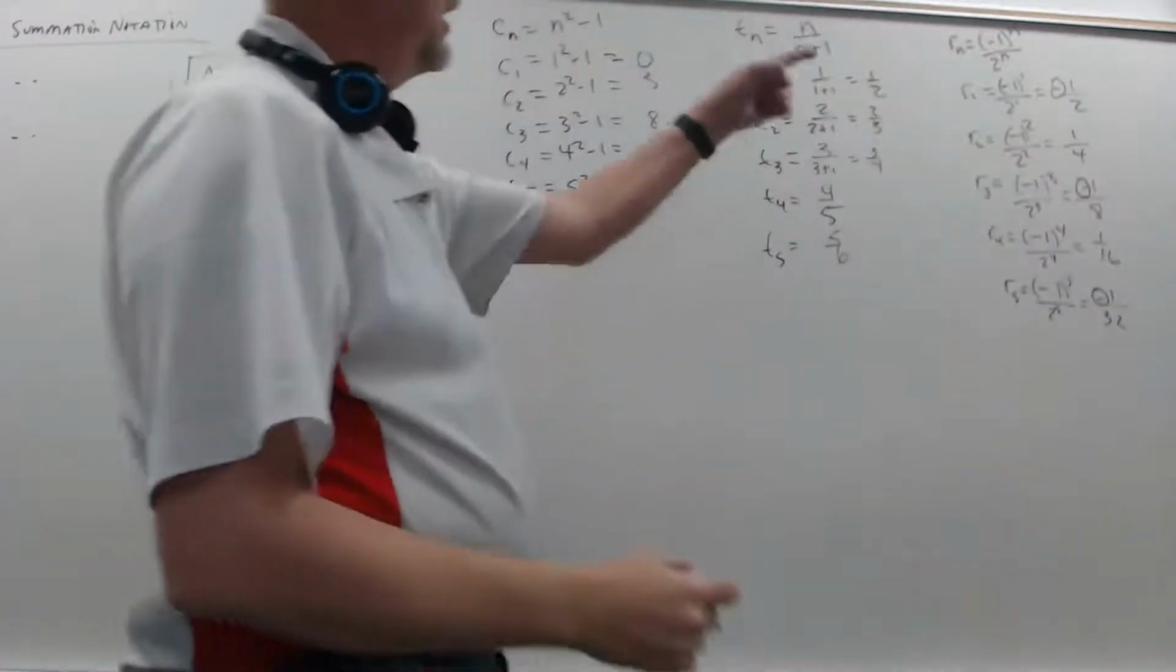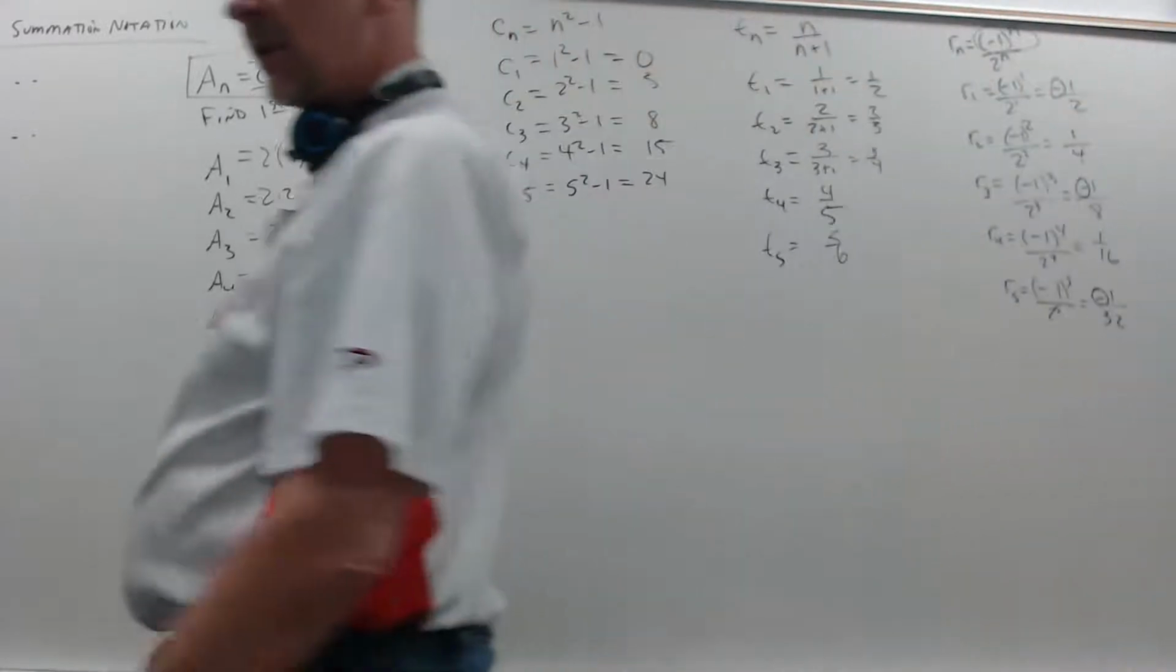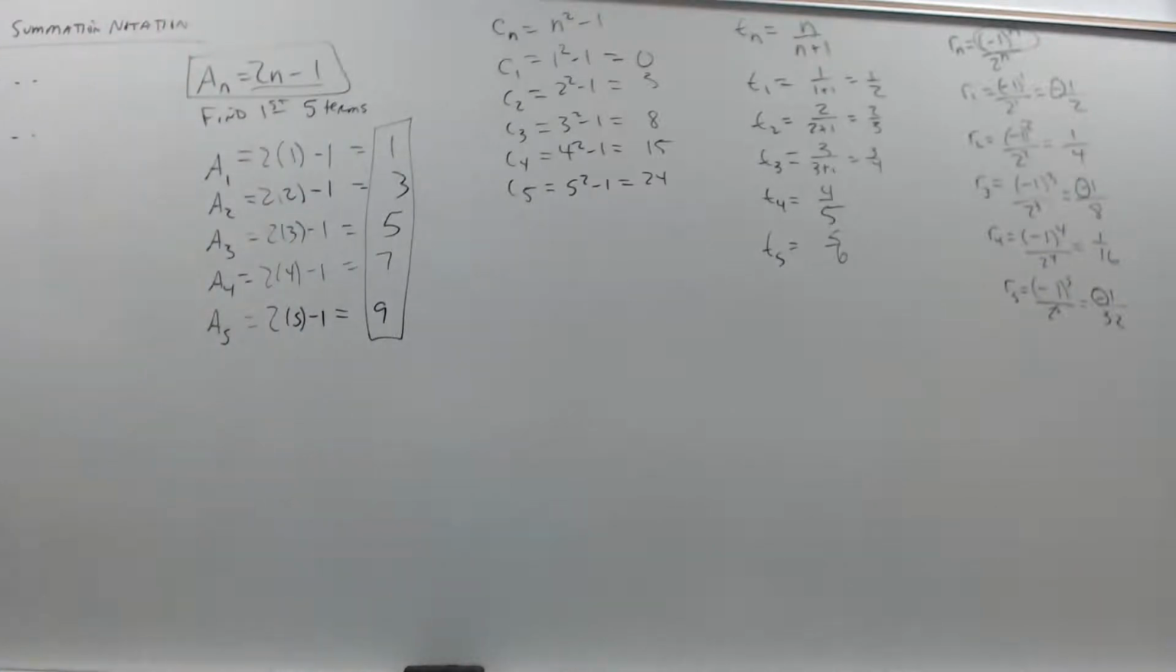Now, do you notice that these alternate in signs? It goes negative, positive, negative, positive, negative, positive. So if I give you a sequence and it needs to alternate signs, this is a really good way to get you to alternate signs. All right, not too bad still so far.